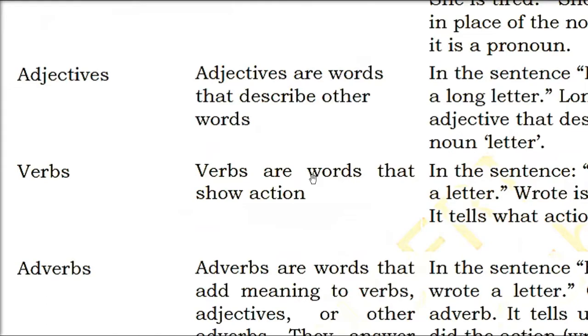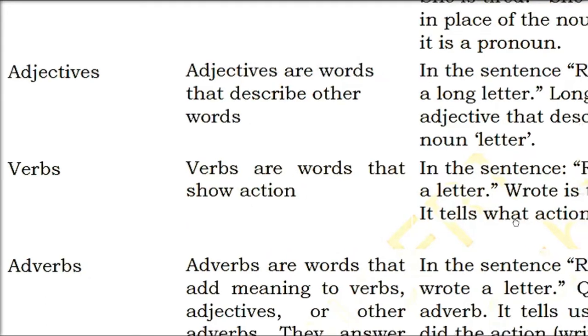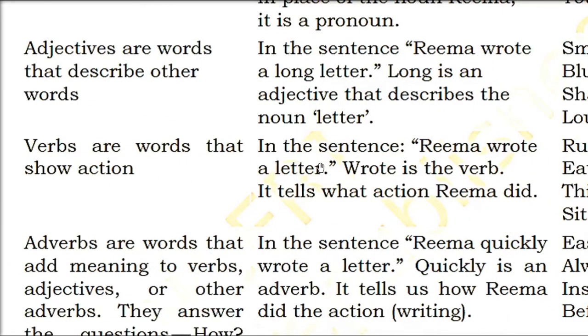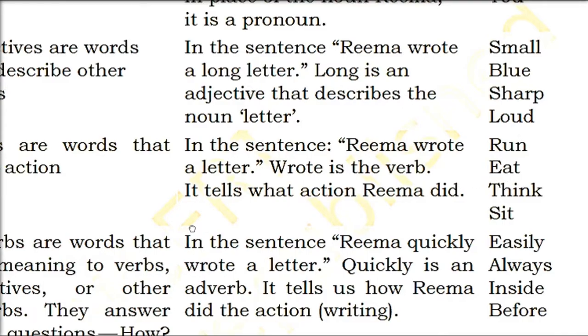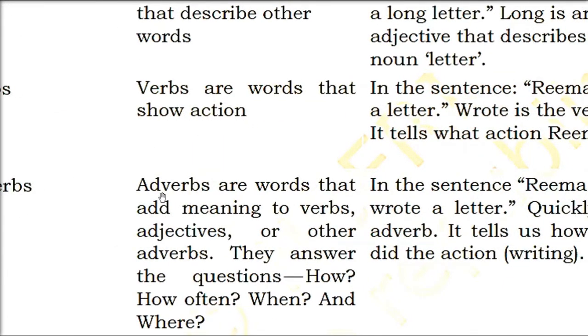Then verbs. Verbs are about some action. Something is happening or something has happened. Rima wrote a letter. So this "wrote" is a verb. It's an action, or a state of being. Wrote a letter, or Rima is writing a letter. Run, eat, think, sit, all of these tell about the action, what Rima did.